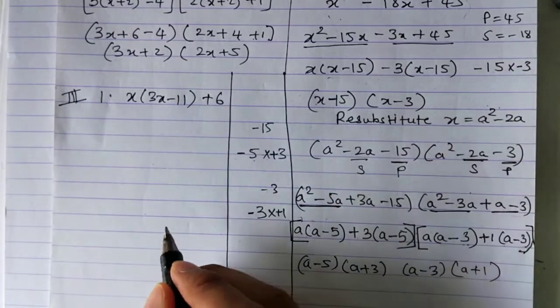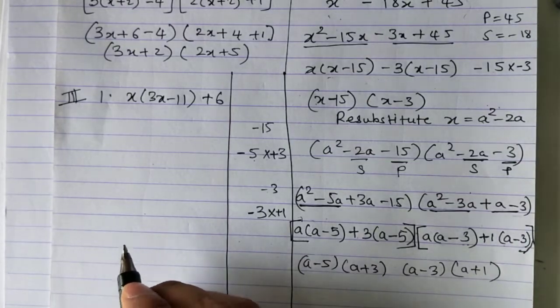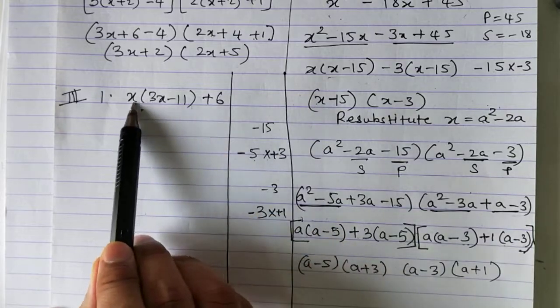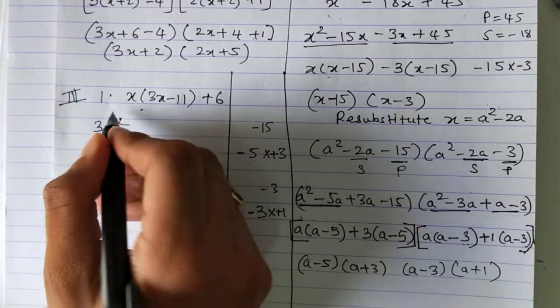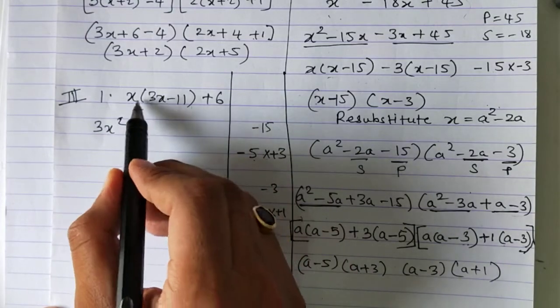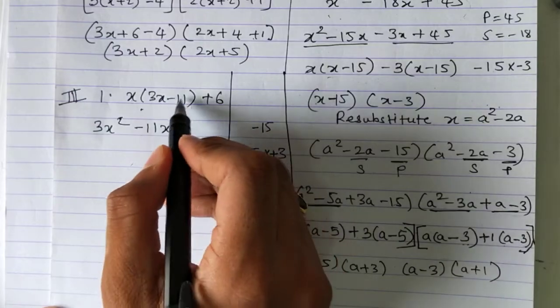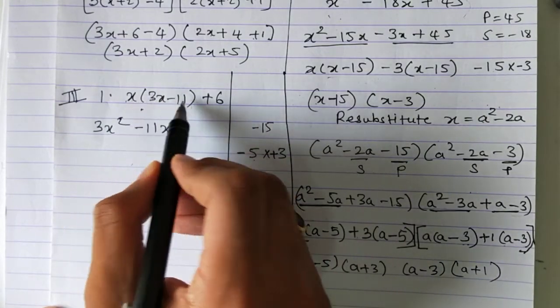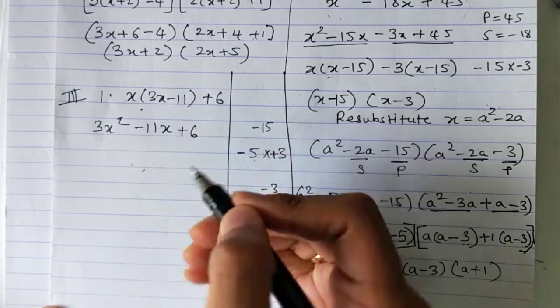Very easy question. Exactly the same as question number 1, nothing different, just we have to open the brackets first. So open the bracket: x into 3x will give us 3x square, x into minus 11 is minus 11x, and that's it. This x is only for these two terms. Then I have plus 6.